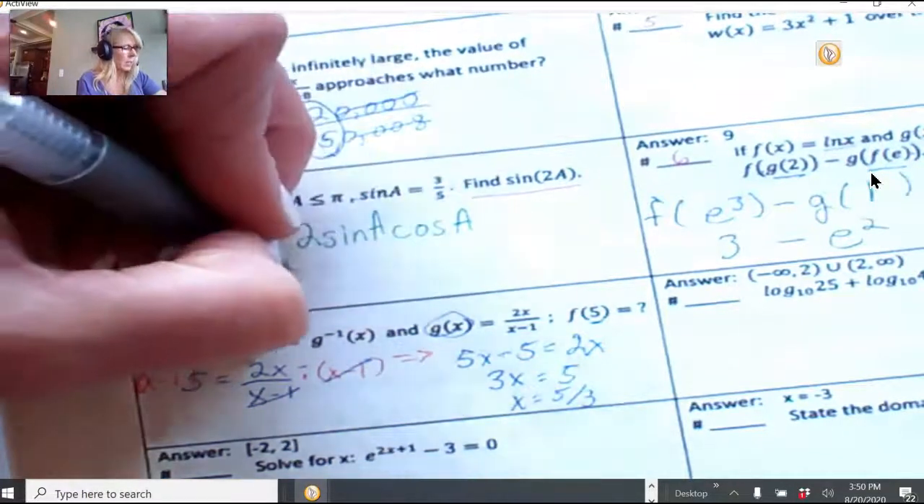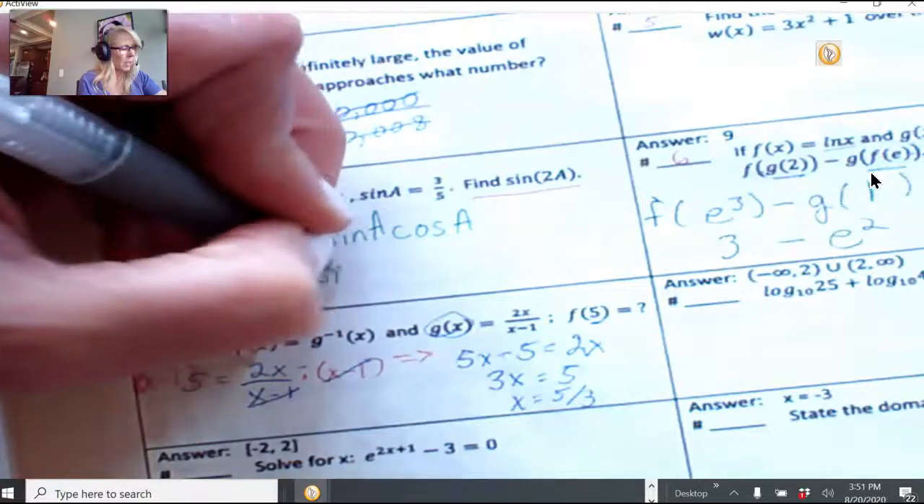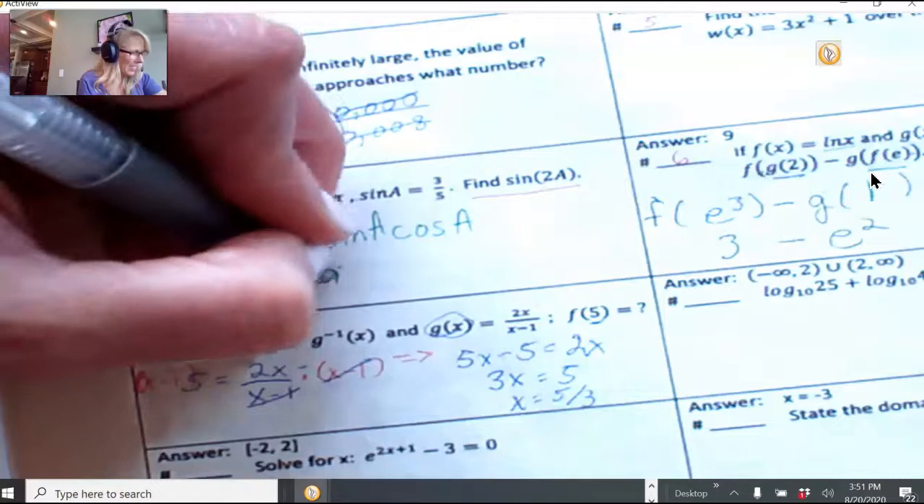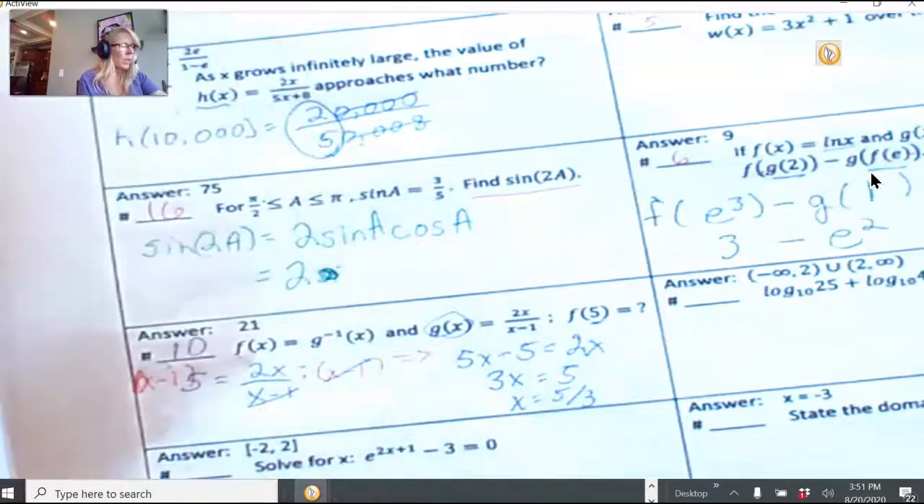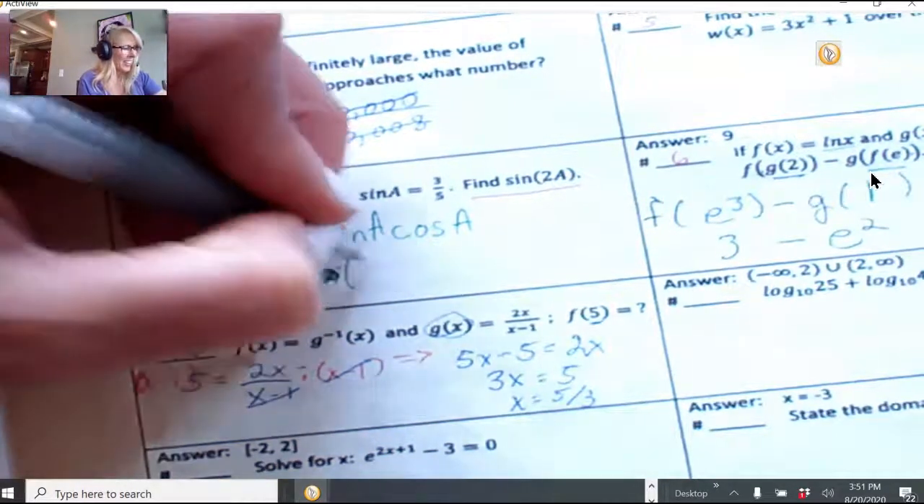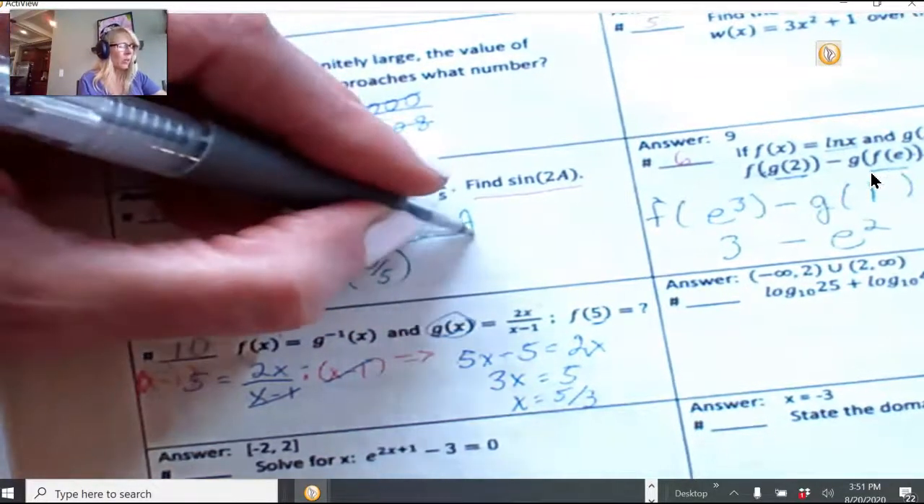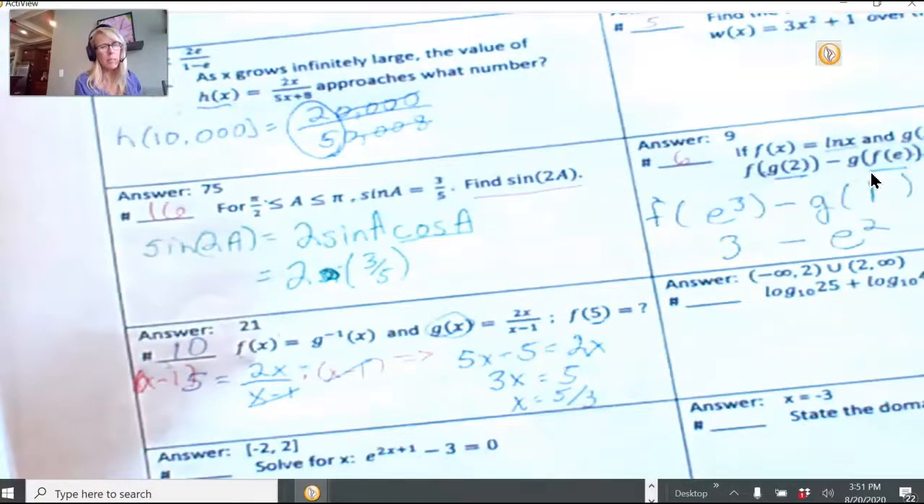Well, let's see. That gives me 2 sine. Oops, I already said what that was. Oh, I don't have an eraser. Okay, so 2 times 3 over 5. There's sine of A. Oh, wait. I don't know what cosine of A is. I'm going to have to take a second to figure this piece out.